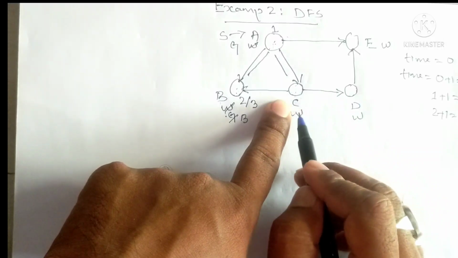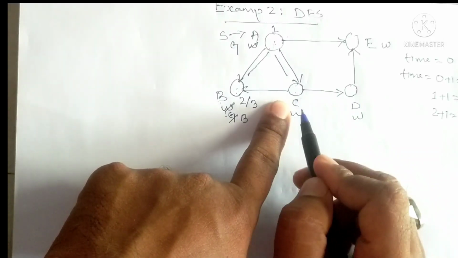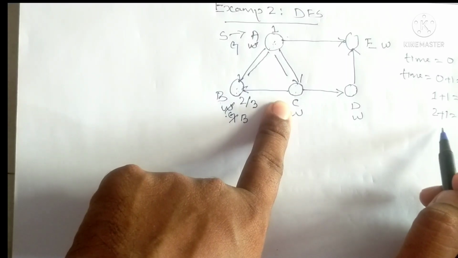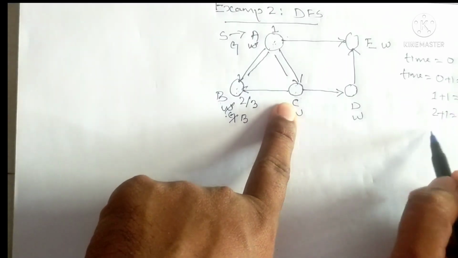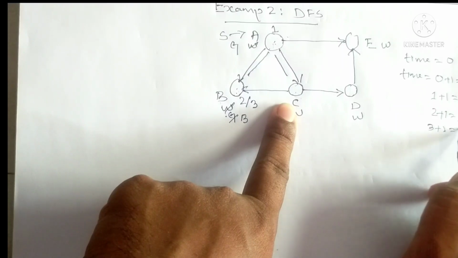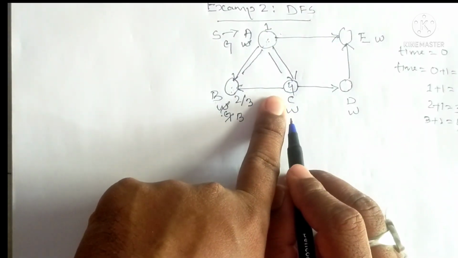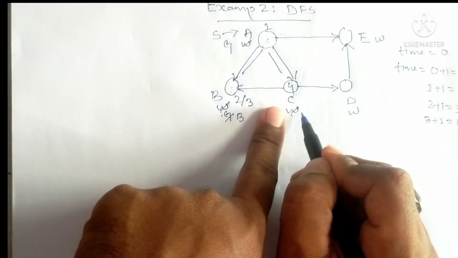Before moving to adjacent, you need to find your timestamp. What is the timestamp? Your previous time plus 1. What was the previous time? Previous time was 3. So 3 plus 1 becomes your 4. So here it is 4, and change the color to gray.